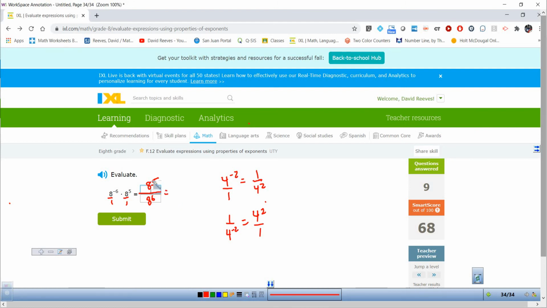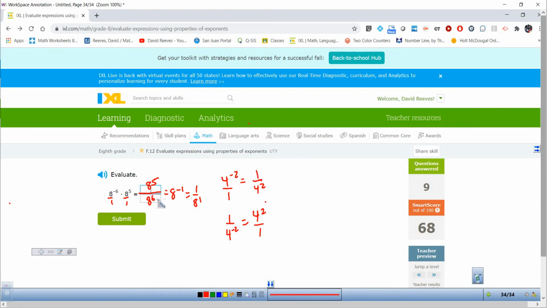All right, and now if we did this, we'd have 8 to the 5th over 8 to the 6th, that's 8 to the negative 1, right? But 8 to the negative 1 is 1 over 8 to the 1st. So that's the answer that we are looking for.